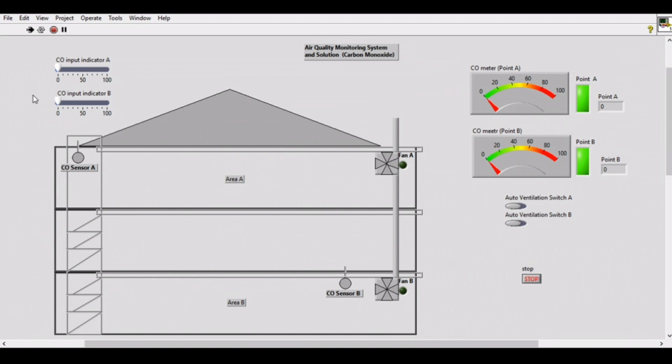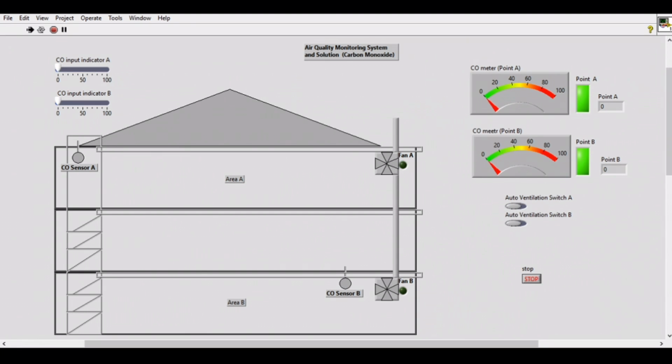Next, for the process, as we increase the carbon monoxide at indicator A, we can monitor the carbon monoxide value at meter A. When it comes to a certain point, which is 50 ppm, the indicator will turn red. The auto ventilation switch is pressed and operates the ventilation fan when it reaches 50 ppm and above. This ventilation system will operate only when the switch is turned on. If not, this system will only be a carbon monoxide monitoring system.